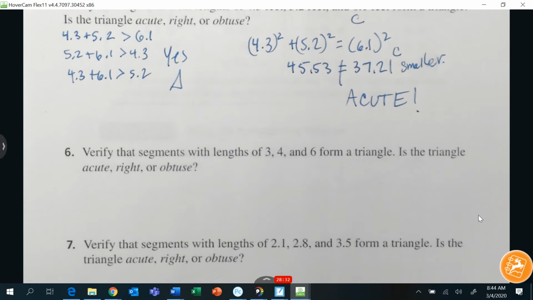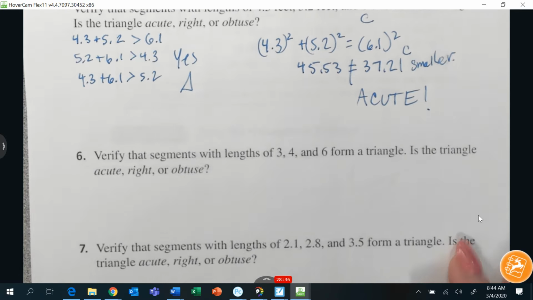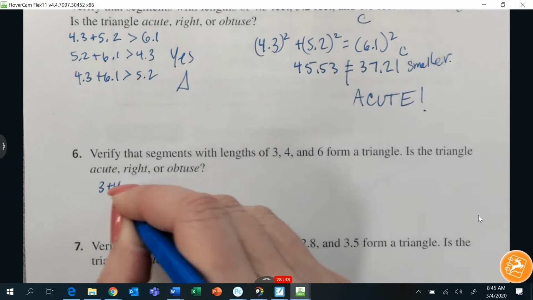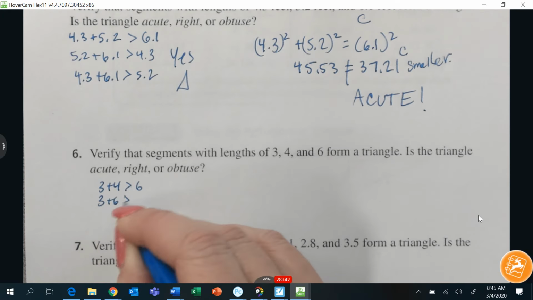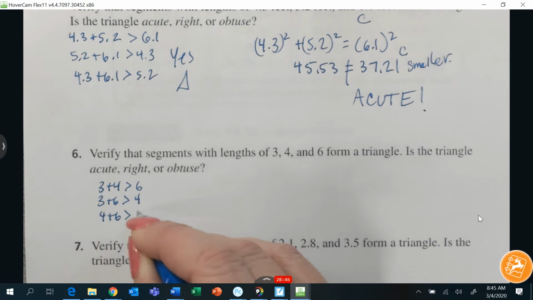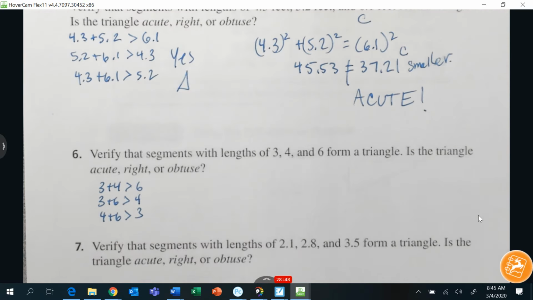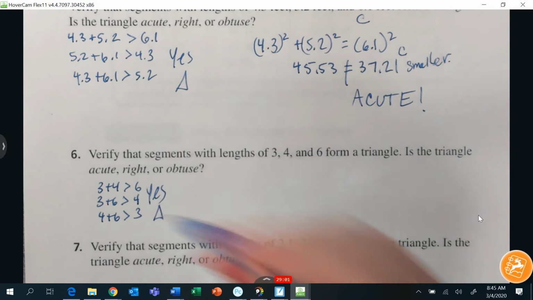Hmm, 3, 4, 6. Do they form a triangle at all? We need to add these up. Are they always greater than the other side? Do they form a right triangle, or not a right triangle, any triangle? So yes, triangle. So we may proceed.